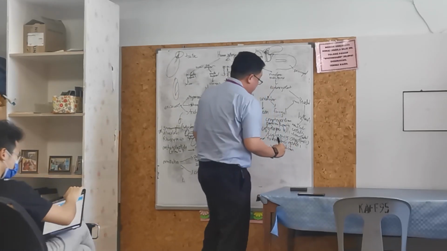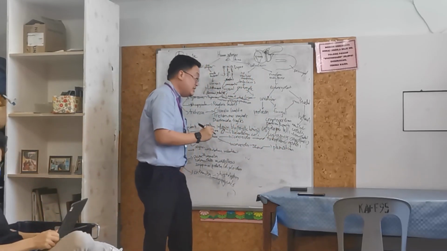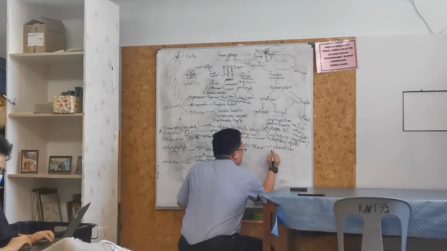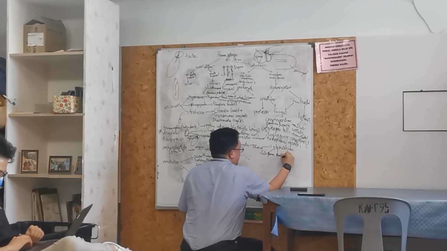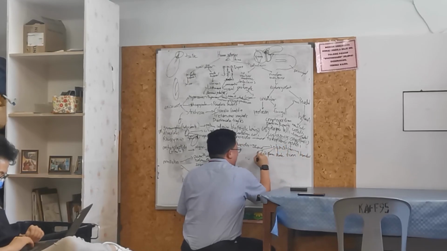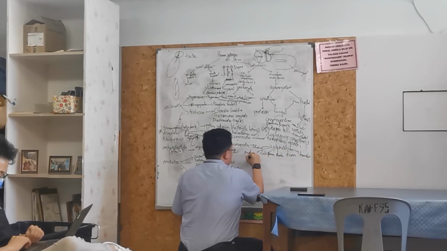Plasmodium. So what are the Plasmodium species that affect human beings? Falciparum. Some more? Ovale. Excellent. Vivax. Some more? Knowlesi. Knowlesi is specific to Malaysia. It was found in the jungles of Malaysia. And then one more.